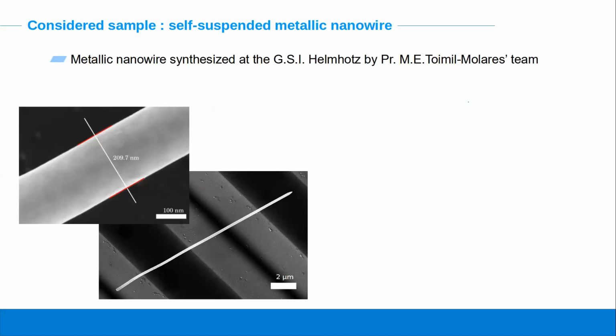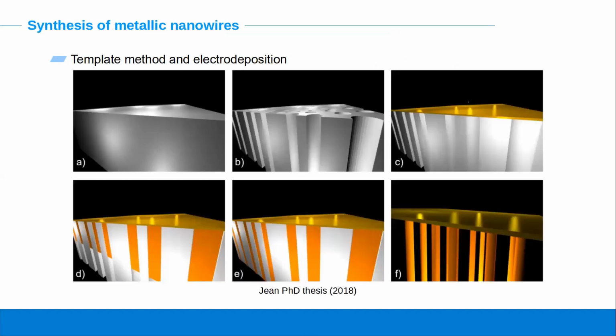Those gold nanowires and other metallic nanowires I will very quickly talk about were synthesized in Germany at the JSCL by the team of Professor Tomil Morales. And they have a characteristic length of a couple of dozen micrometers, even longer for some, with a very well-defined radius that you can easily measure using SEM, so scanning electron microscope. And very quickly, they were obtained using a template method and some electron deposition to have this particular characteristic size.